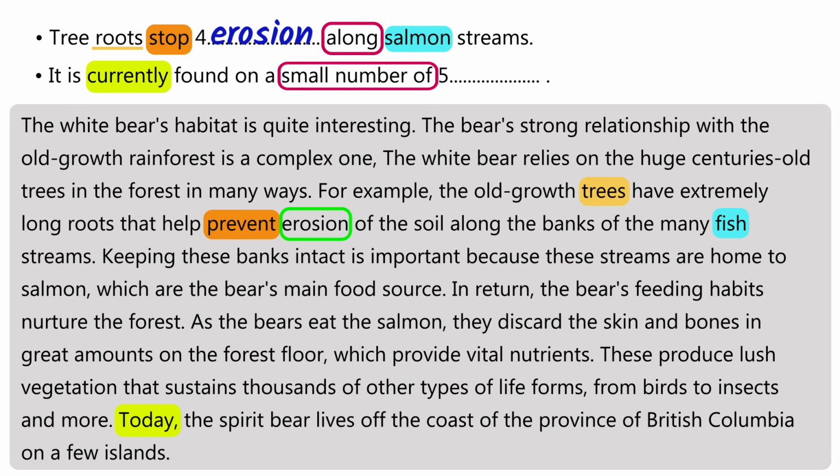So currently means today. The spirit bear lives off the coast of the province of British Columbia on a few islands.